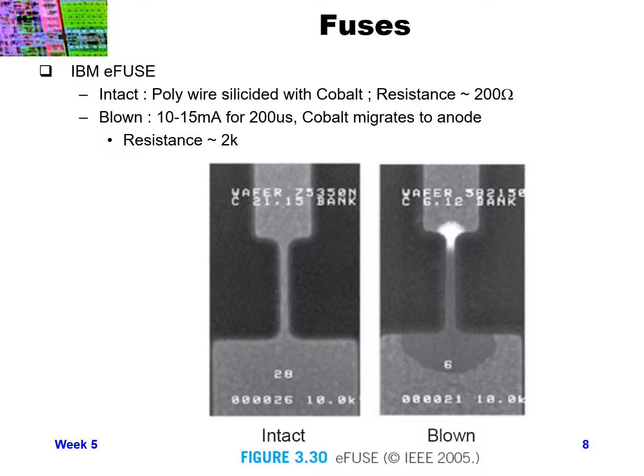The cobalt in the polysilicon will migrate toward the anode, and it doesn't destroy the device, doesn't cause something to blow, but because the cobalt is migrating, the resistance of the polysilicon goes up by an order of magnitude, so it goes from about 200 ohms to 2 kiloohms. And you can kind of see the difference between the two graphs, where you can optically see what's happened, but on the chip they would just measure the resistance difference.